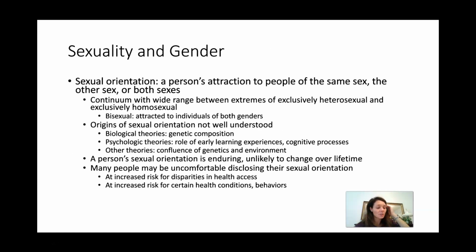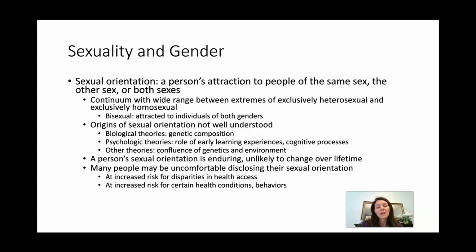So what about sexuality and gender? Sexual orientation, there are several definitions that we'll get into under the topic of sexuality and gender, and sexual orientation is one of those. So sexual orientation is a person's attraction to people of the same sex, the other sex, or both sexes. There is a continuum, and there is a really wide range between extremes of individuals that are exclusively heterosexual all the way to individuals that are exclusively homosexual. We also encounter people who consider themselves bisexual, so they are attracted to people of both genders.